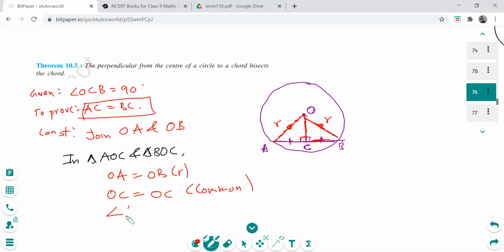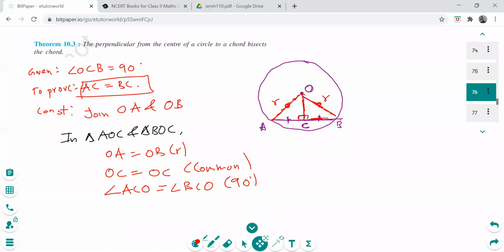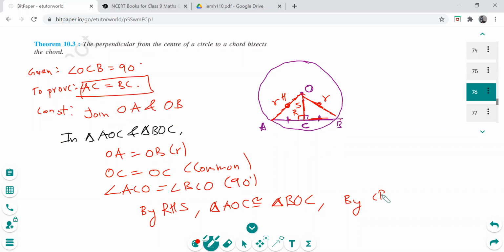So angle ACO, are you people getting it? Or am I just talking to some wall or something? So it's 90. So it's actually RHS, right angle, hypotenuse and a side. So by RHS, triangle AOC will be congruent to triangle BOC. Then by CPCT, we can say AC is equal to BC.